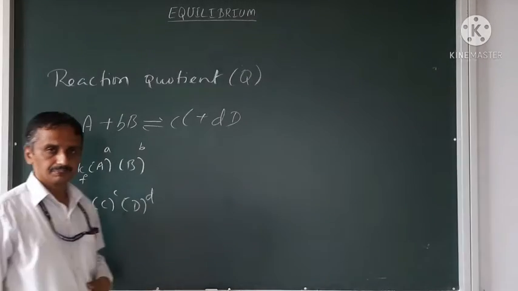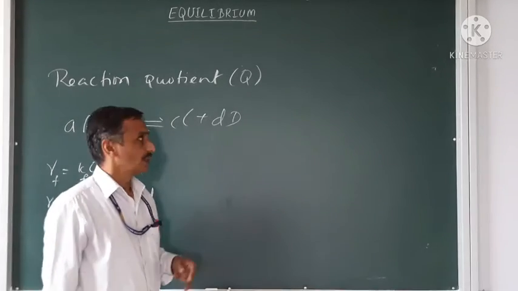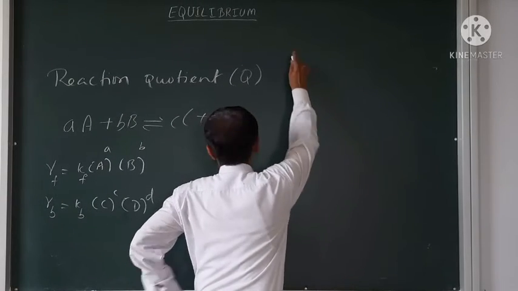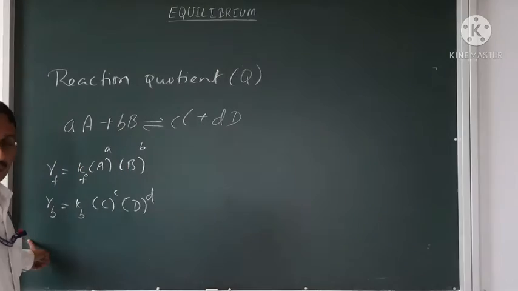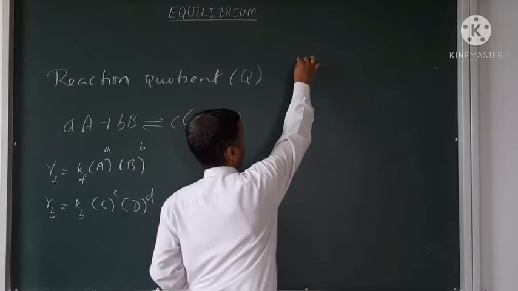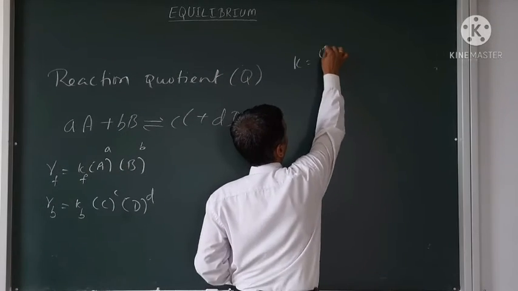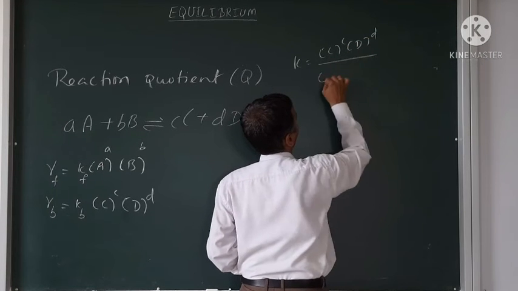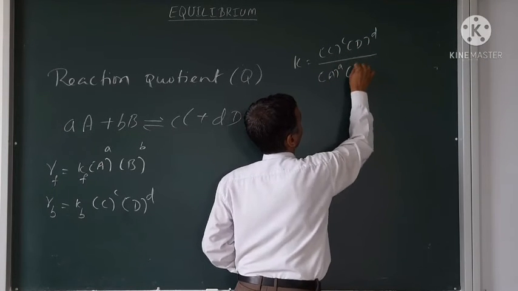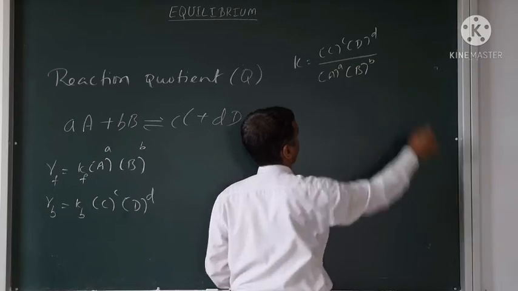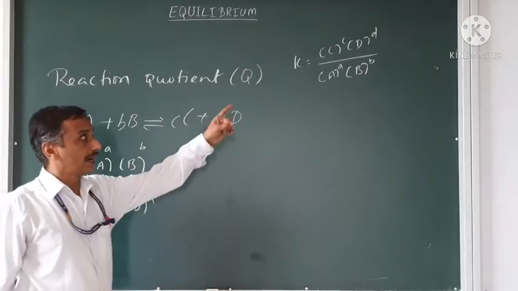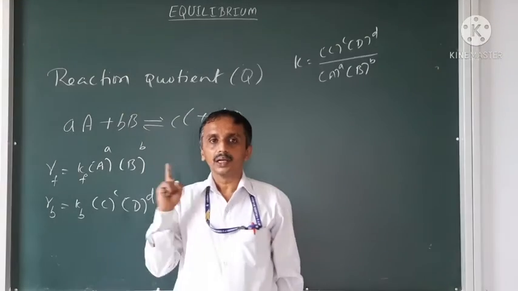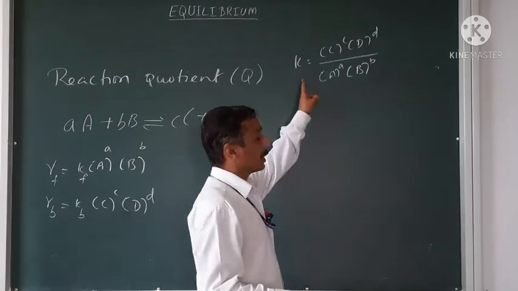And remember here, if I write rate of forward equal to rate of backward, then I get the equilibrium constant K is equal to [C] to the power c into [D] to the power d divided by [A] to the power a into [B] to the power b. This equation is based on this only, and this will be at equilibrium.